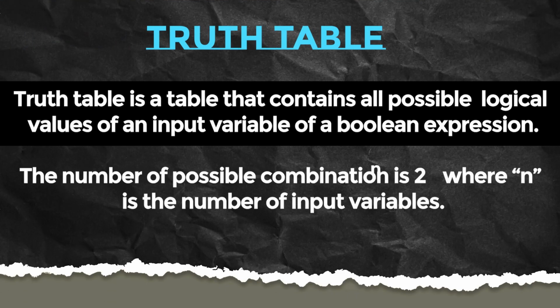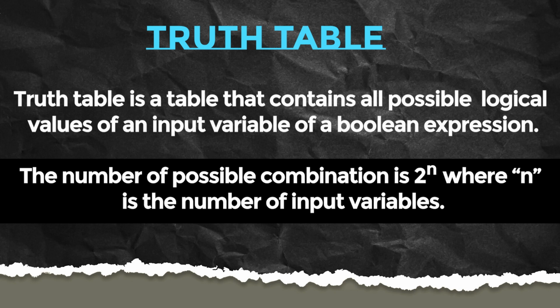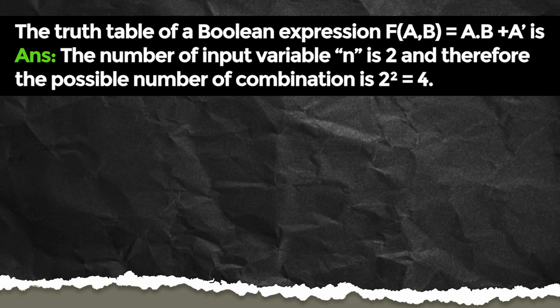Next, we will come to the truth table. A truth table is a table that contains all possible logical values of the input variables of a Boolean expression. The number of possible combinations is 2 raised to n, where n is the number of input variables. We can understand more about it by solving an example. Here, we have to write down the truth table of the Boolean expression F is equal to A dot B plus A prime, or A bar.